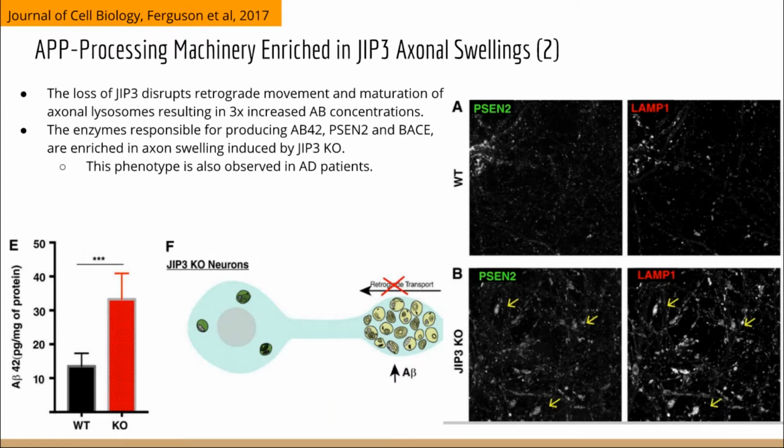Not only do these JIP3 knockout neurons have increased BACE, like we saw on the last slide, but they also have increased presenilin 2 in their lysosomes as well. And they also have increased amyloid beta production, almost 3 times more amyloid beta 42 in these neurons, which is simply amazing if you think about it. What the authors have done is they've essentially recreated the Alzheimer's disease phenotype in neurons by knocking out a lysosomal trafficking protein.